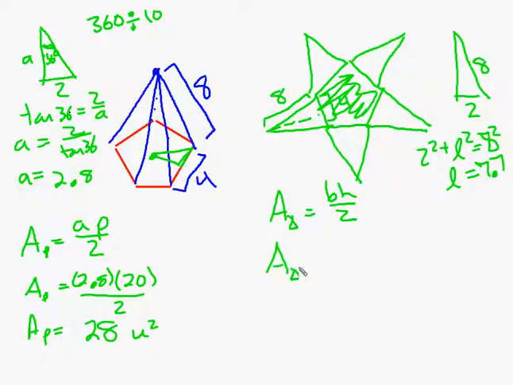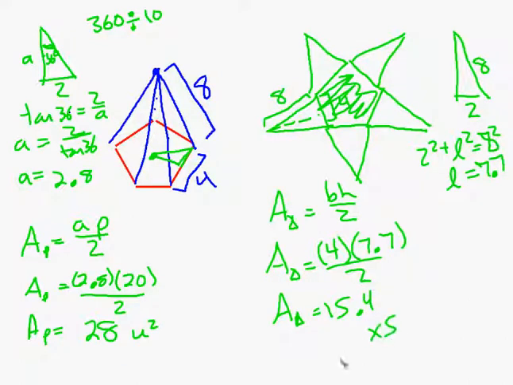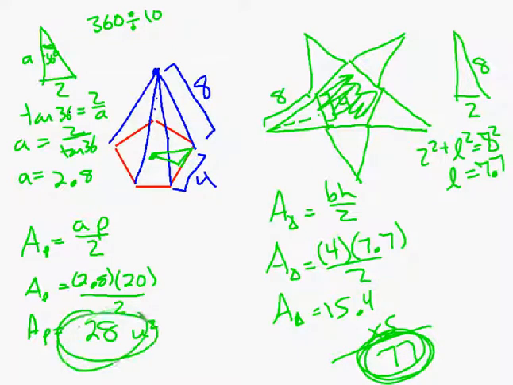Okay, so area of my triangle is base, which is 4, times my height, which is this 7.7, divided by 2. So the area of one of the triangles is 15.4. And then we'll multiply that by 5 and get 77. So we'll add the 77 to the 28 and get 105.